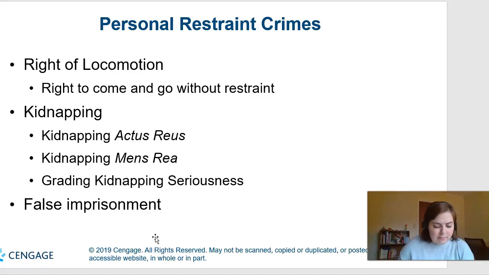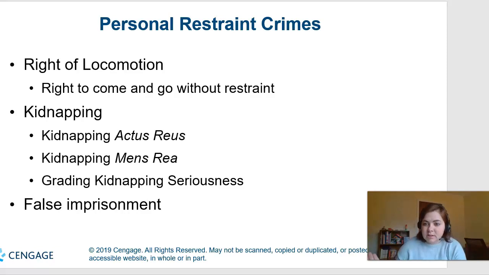Usually the victim isn't held for very long. If they were held for a more lengthy amount of time, most prosecutors would move forward with a kidnapping charge instead. And someone has kind of defined it as compelling a person to remain where they do not wish to remain. So that's kind of what depriving them of their liberty to move generally looks like.